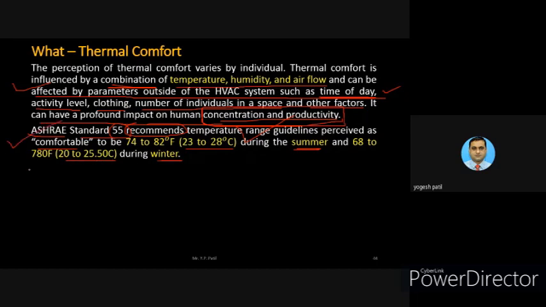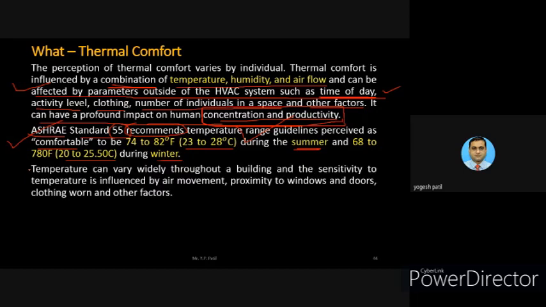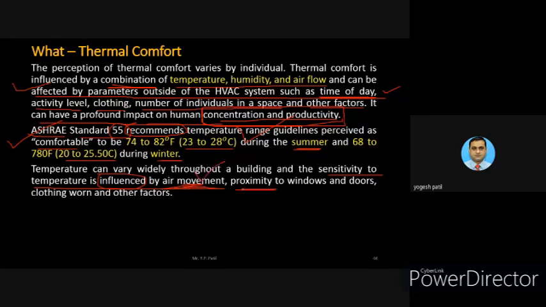So these are the things mentioned by ASHRAE. Temperature can vary widely throughout a building, and the sensitivity to the temperature is influenced by air movement and proximity to the window. What influences temperature measurement? Air movement. Proximity to windows means whether there is any blockage, and whether the window is open, closed, or partially open. Those are the things that influence the measurement of temperature.